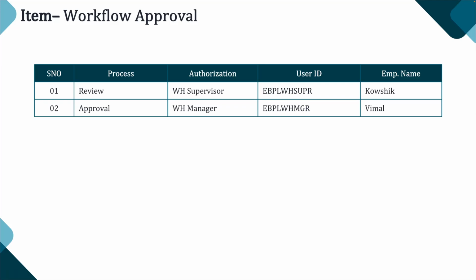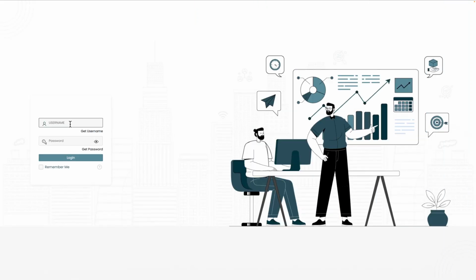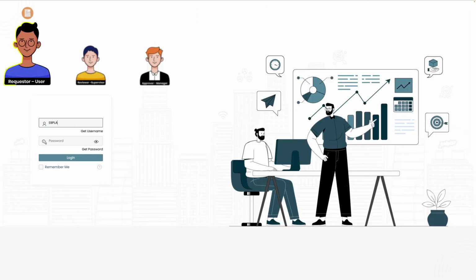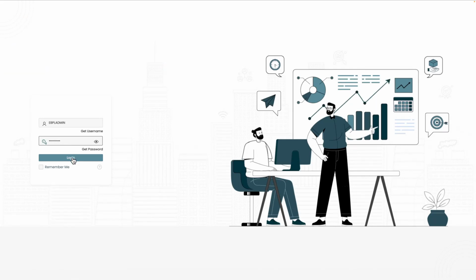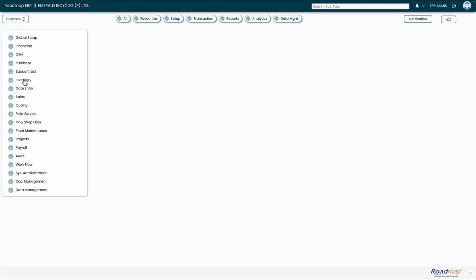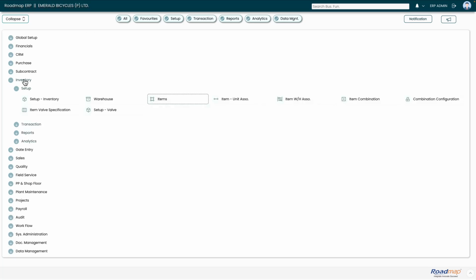And now let's get on to the procedure. For that, move on to your login page. So this is the login page, and enter here as your user. Now click on login, and now here move on to your inventory. At setup, you have your items. So click on this item.